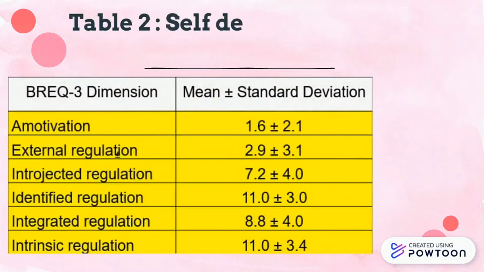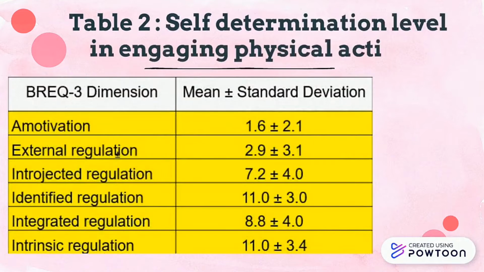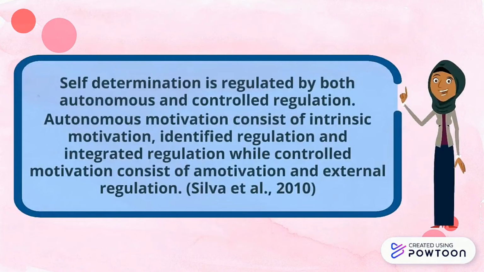Next, Table 2 shows the self-determination level of respondents in engaging in physical activity. Our study found that intrinsic and identified regulation possess the highest mean value of 11.0, while amotivation shows the lowest mean value of 1.6 with a standard deviation of plus minus 2.1. Self-determination is regulated by both autonomous motivation and controlled motivation. Autonomous motivation consists of intrinsic motivation, identified regulation, and integrated regulation, while controlled motivation consists of amotivation and external regulation.